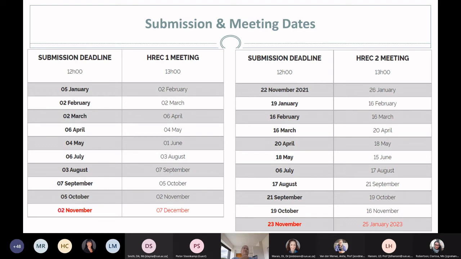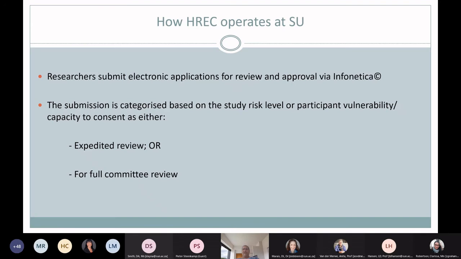And contrary to urban legend in the system, HREC 1 is not any stricter than HREC 2. It actually doesn't matter which committee your submission goes to. There seems to be some urban legend that one defers studies or is much stricter than the other.